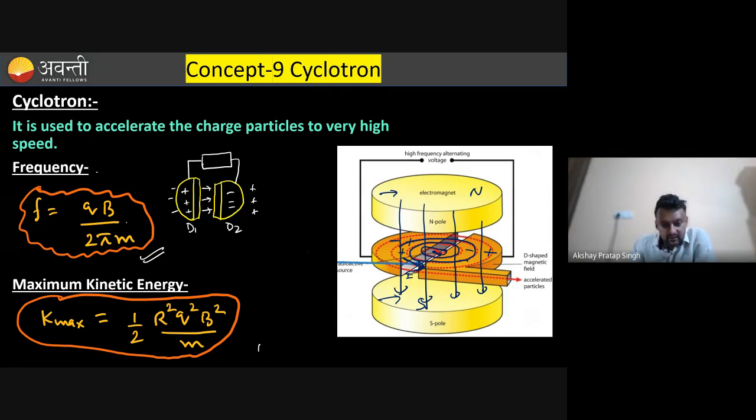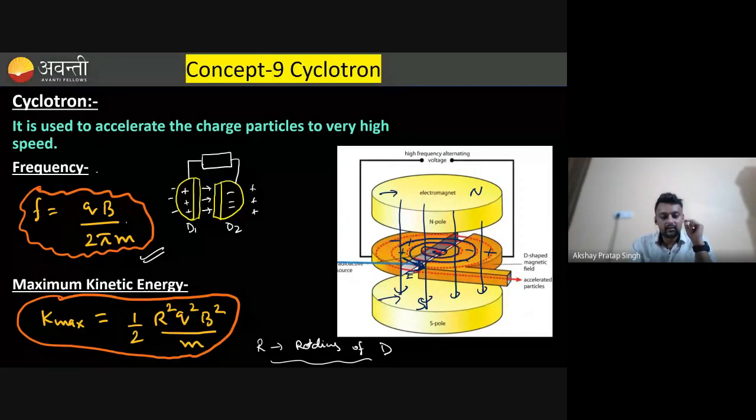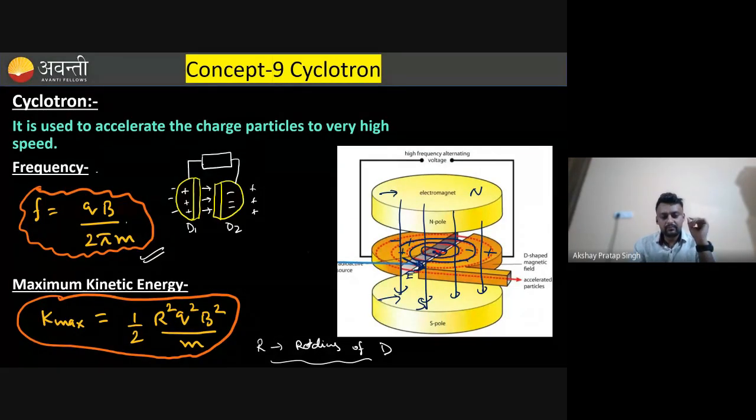What is R here? Radius of D. What is D here? D is this shape, a D-shaped hollow conductor. R is the radius of this D. I hope this point is clear.